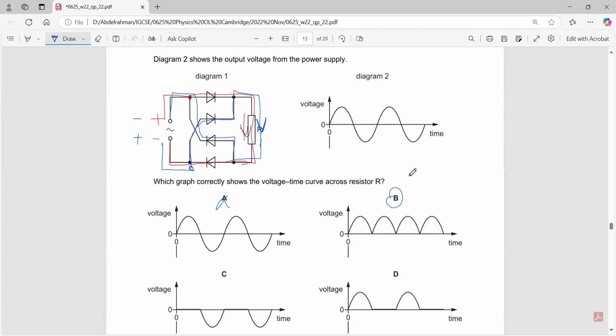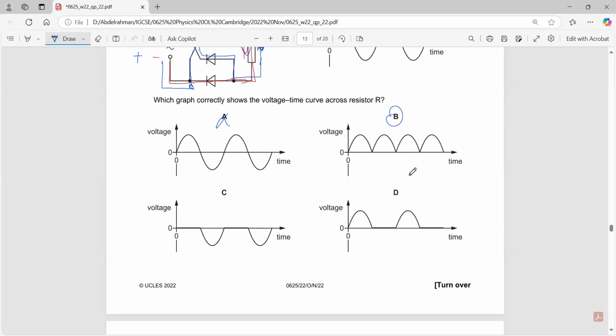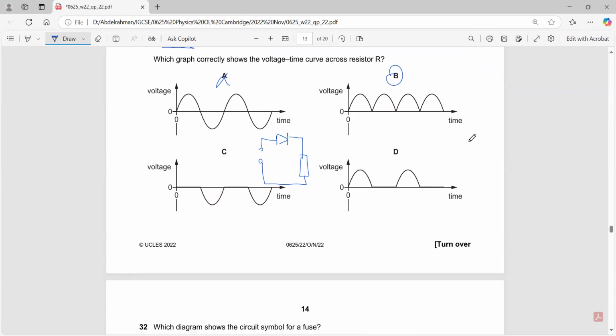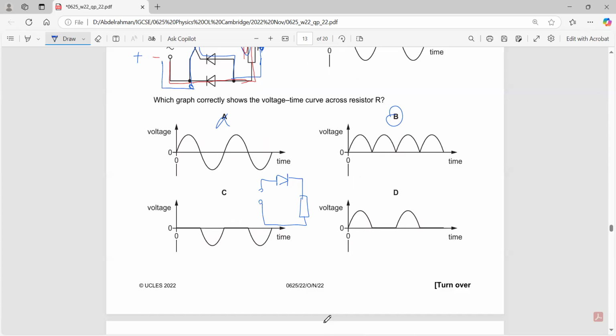C would have been the answer if you just added one diode in one direction. For example, if you had this power source with one diode and this resistor, this would have been C. D would have been, for example, if you put the diode in the opposite direction. But since the current is passing through the resistor in both directions, the correct answer would be B.